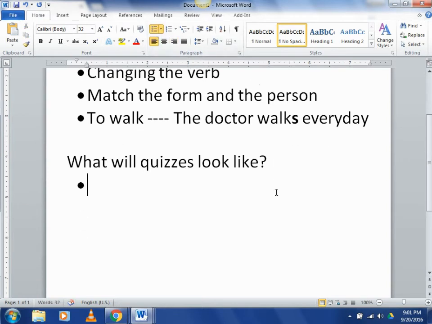We're looking at basically 3 different formats. The most simple would be a fill in the blank, where students would see a name or a pronoun, in this case ellos, which means they. They would see the verb in parentheses, fumar, which means to smoke, and they would need to adjust it so that fumar is the correct form that matches up with ellos. Fuman.